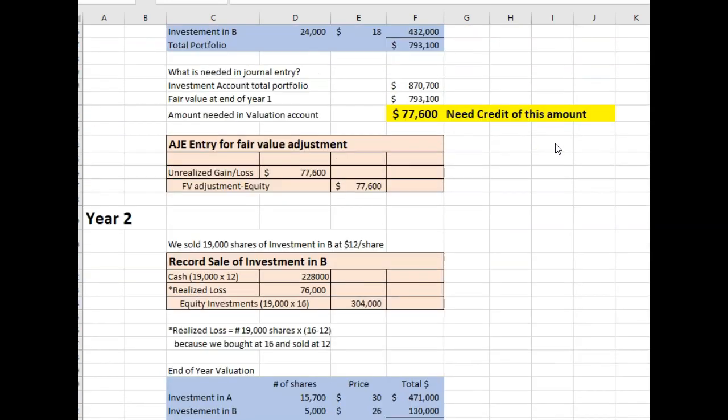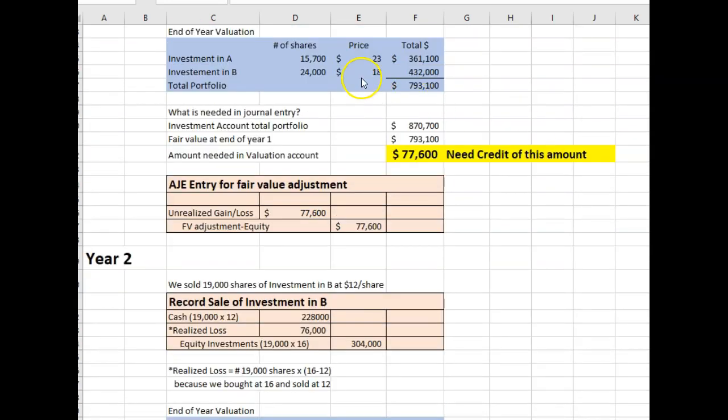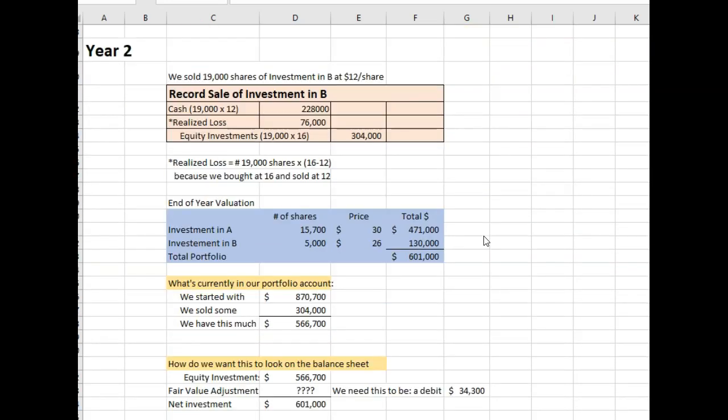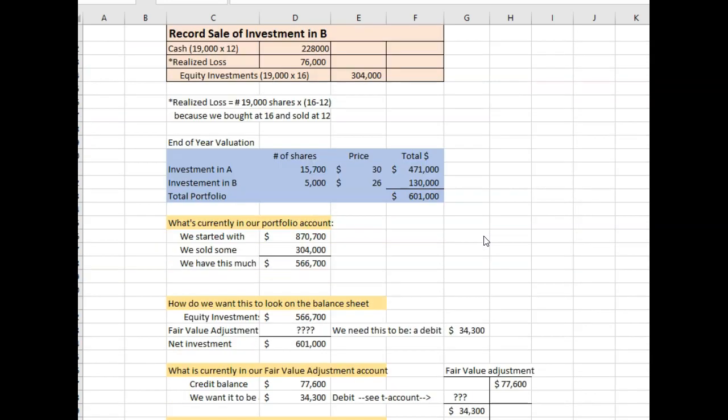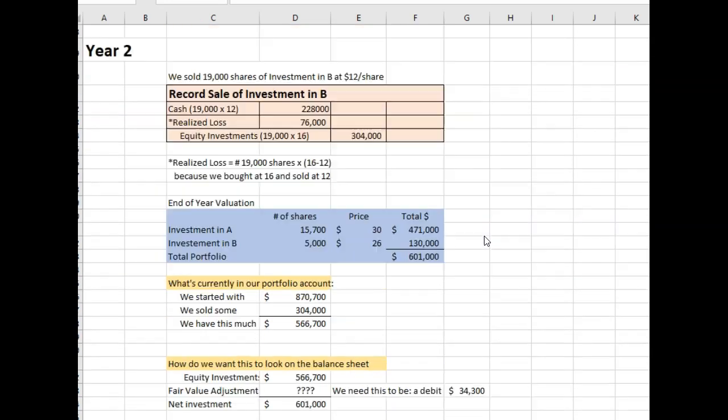Let's see what it was. Yeah, there's B at the end of the year, 18. So a few days later, it's gone down to 12. Okay, well, we'll work with it. So to record this sale, we're going to show the number of shares times the cash price that we sold them for. We have a cash inflow coming in at $228,000.